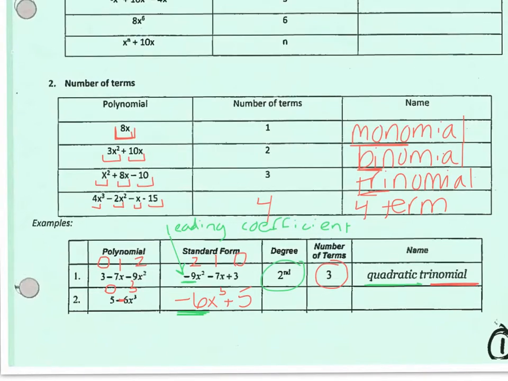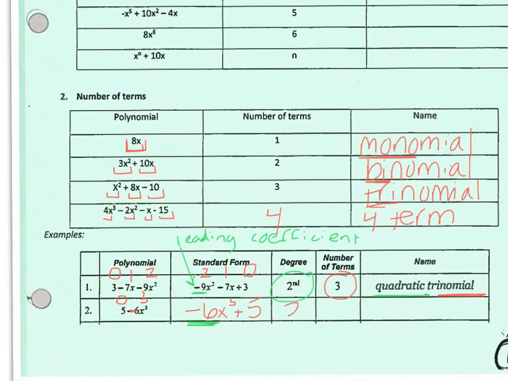And it's degree 3. And it has 2 terms. So based off of its first name, which is the degree, we're going to call it a cubic. And based off of its last name, number of terms, it's got 2, so it's a cubic binomial. First name, last name.